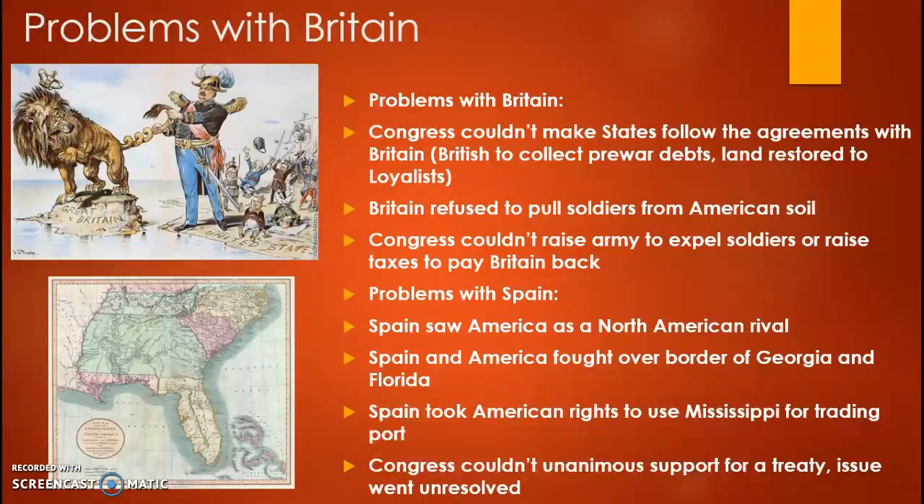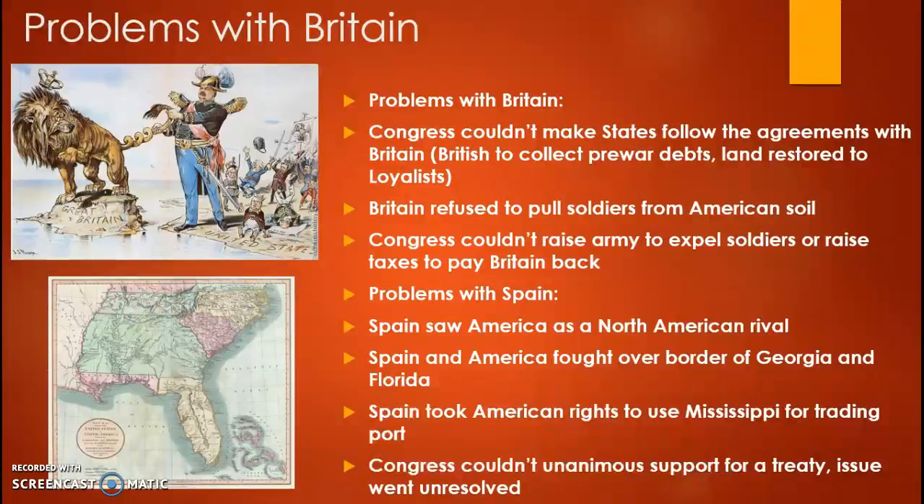See you later. Then our problems with Spain really started because Spain kind of saw us as their North American rival. After we started turning the tide of the war and eventually won the Revolutionary War, we took over a large section of what is now Louisiana and northern Florida, if you can see on the map down on the bottom. So Spain actually fought us over the border between Georgia and Florida and took the rights to the Mississippi River for a trading port. And since Congress couldn't actually get unanimous support for any sort of treaty, the issue went unresolved, and there was lots of fighting back and forth on that border for a very long time.